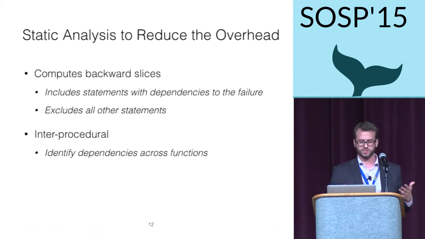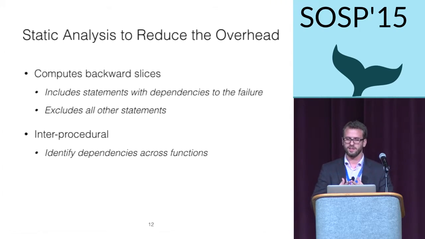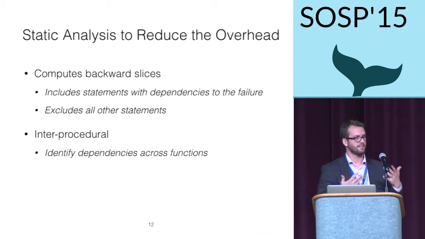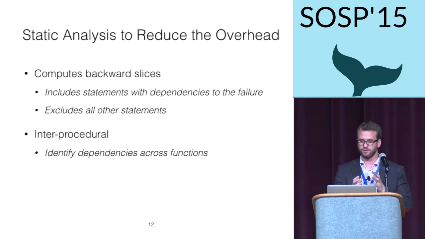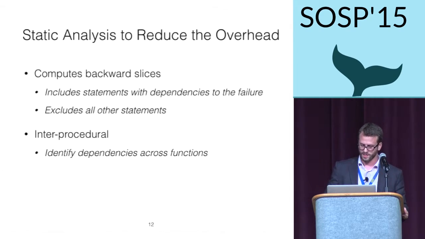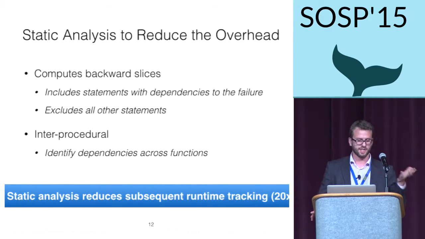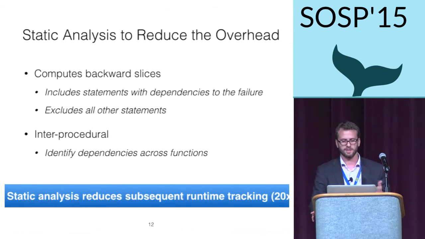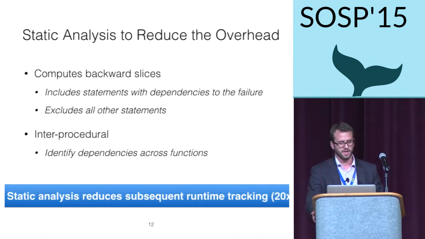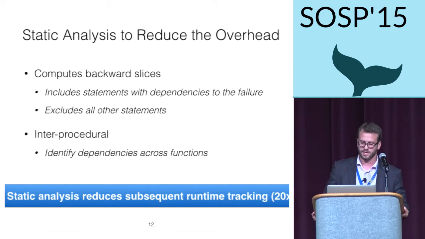GIST does interprocedural static analysis because dependencies of the failing statement can span function boundaries, and GIST identifies those dependencies to further improve the efficiency of ensuing dynamic analysis. The key takeaway from static analysis of GIST is that it helps following dynamic analysis monitor fewer events than it would otherwise require monitoring. In particular, static analysis helps GIST improve the cost of control flow tracking by a factor of 20.